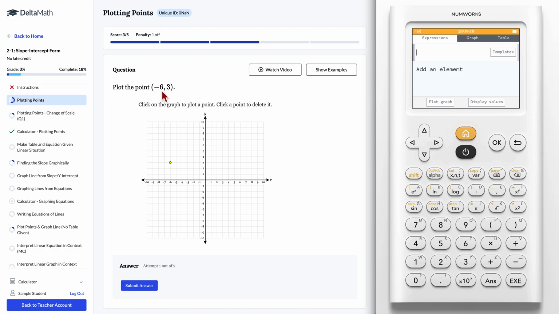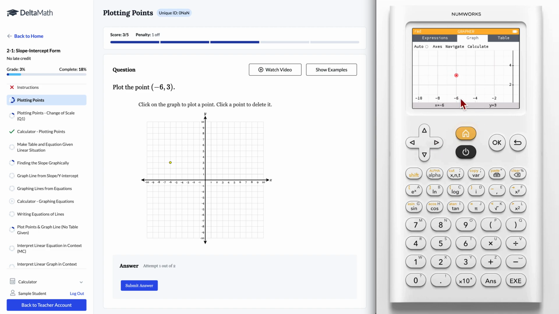Parentheses, -6, comma, 3, parentheses. On my calculator, I can put parentheses, -6, comma, 3, parentheses. I'll tell it OK. Notice it tells me this is a point. And so if I go down to plot graph, it's going to put that at -6 and 3.